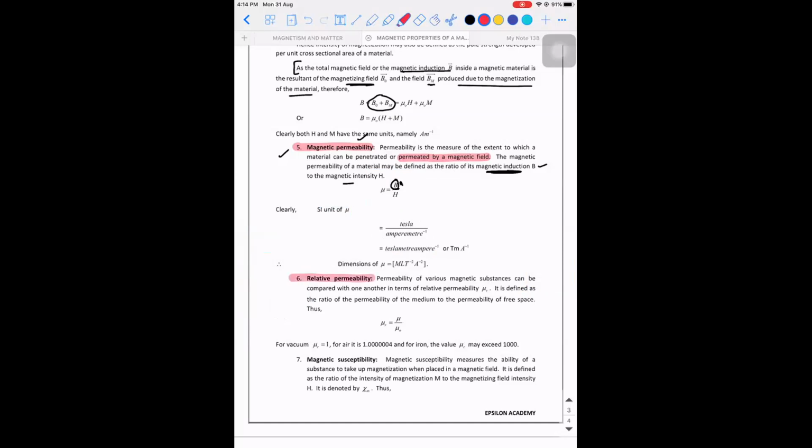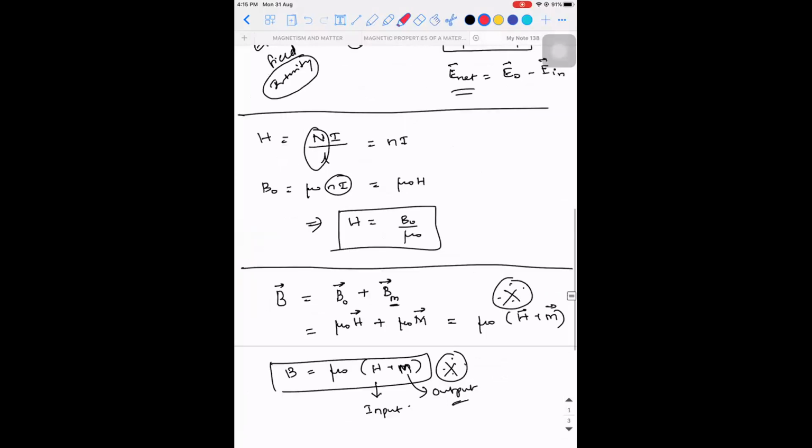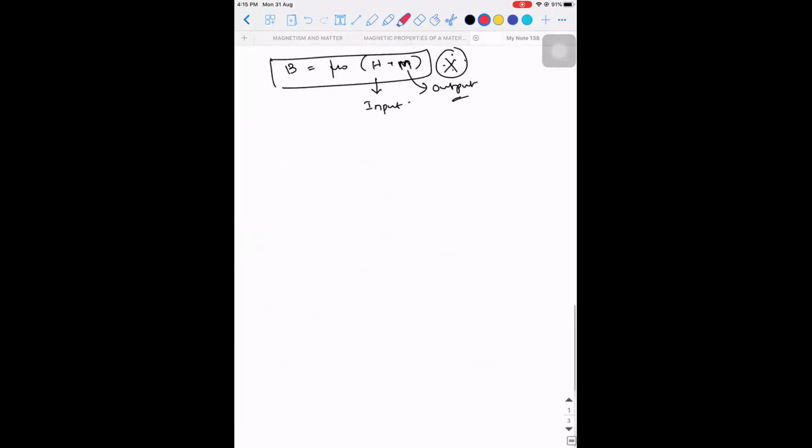Relative permittivity is called dielectric constant. See, in physics, relative means difference or division. According to the grammar of physics, relative is a comparative study. For example, you would have learned about relative velocity. When I say relative velocity, it is v1 minus v2. Relative velocity of 1 with respect to 2 will be 1 minus 2.